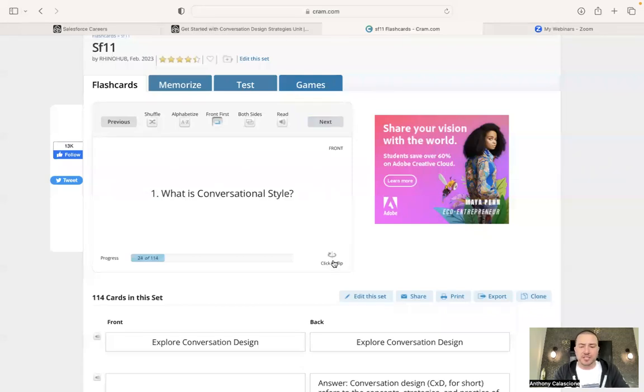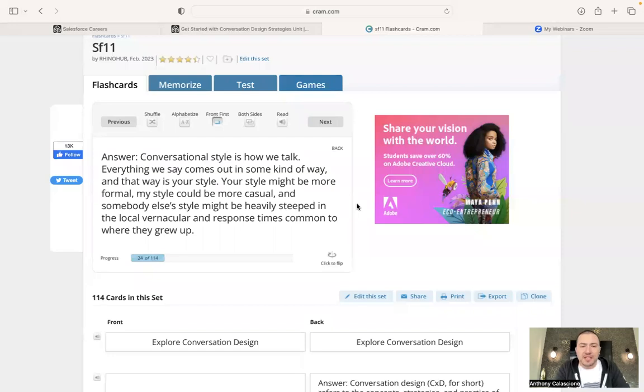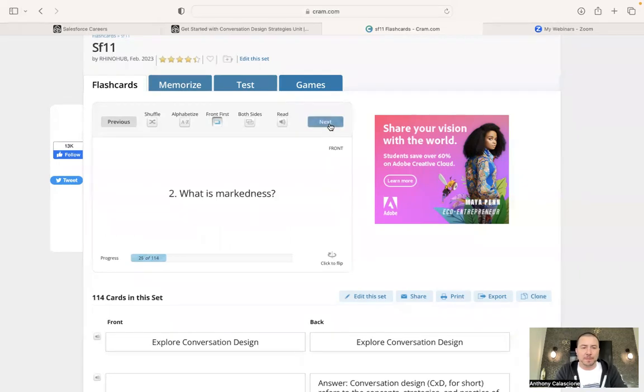What is conversational style? Conversational style is how we talk. Everything we say comes out in some kind of way, and that way is your style. Your style might be more formal, my style could be more casual, and somebody else's style might be heavily steeped in local vernacular and response times common to where they grew up.